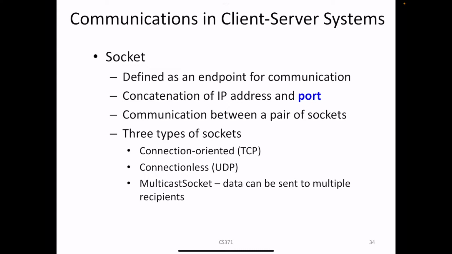So when we do the communication between two processes, we need a pair of sockets. The sender or client needs a socket, and the receiver or server needs another socket. So for example, a web browser wants to communicate with a web server. On the browser side, it needs to create a socket with its IP address and port number. On the server side, it also needs to create a socket with its IP address and a specific port number.